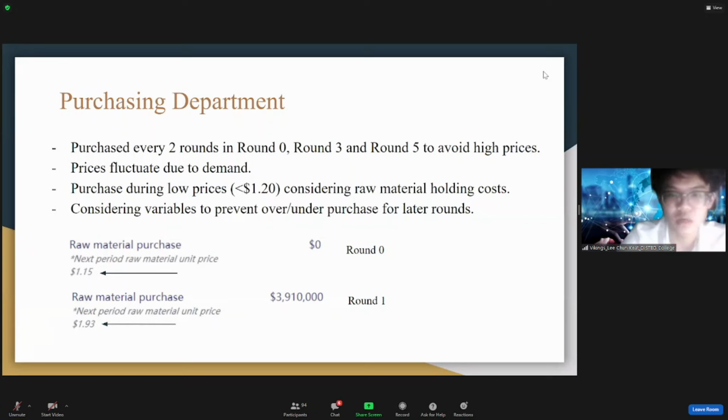As you can see here, in round 0, when we bought our raw material, it was $1.15. But at round 1, if we didn't buy in round 0, our round 1 price would be $1.93. So it's obviously more expensive than round 0. I will pass it to my next groupmate.